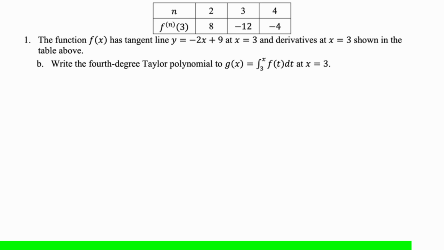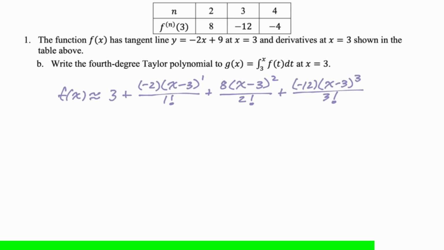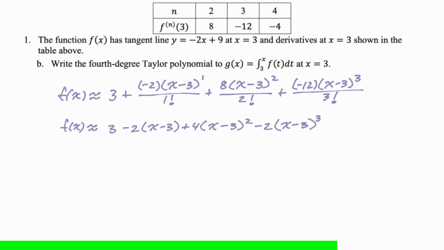We need to write the fourth degree Taylor polynomial for g of x, which is the integral from 3 to x of f of t dt, centered at x equals 3. So we know f of x. I'm just going to import our answer and simplify this. I'm going to take care of the factorials and simplify anything that does. I think it simplifies down to this. So we had negative 2 over 1, we had 8 over 2, and we had negative 12 over 6. So that's where those coefficients have come from.